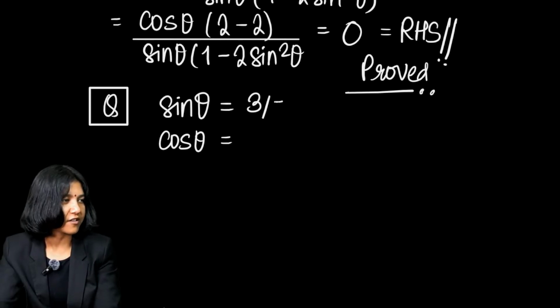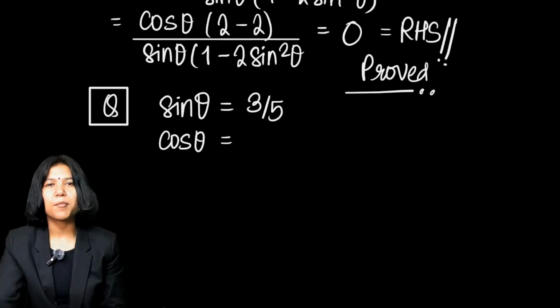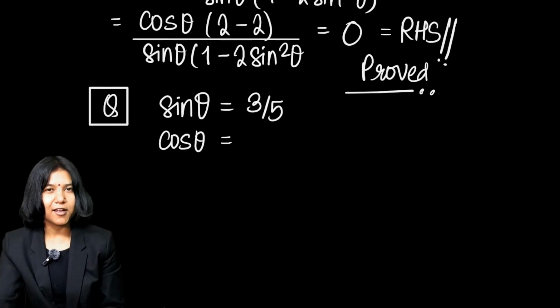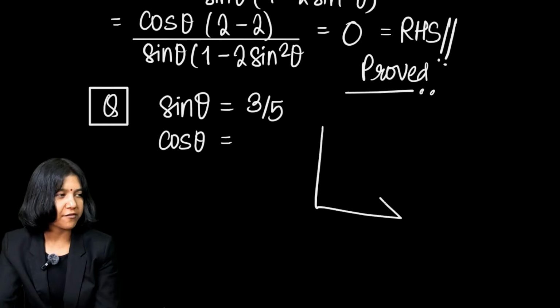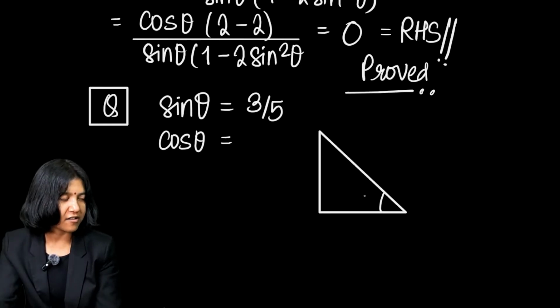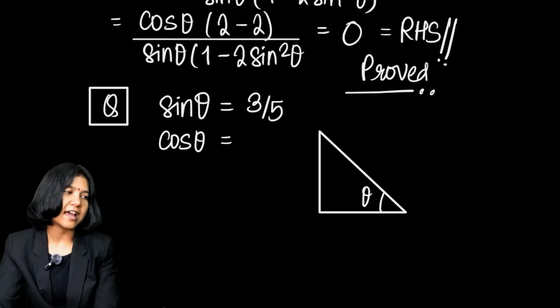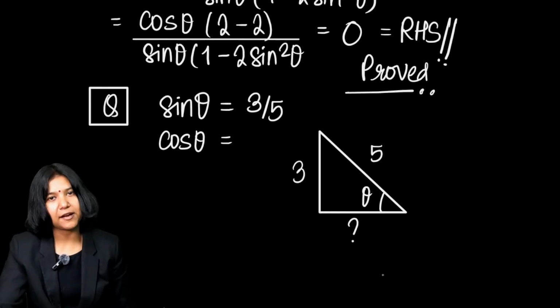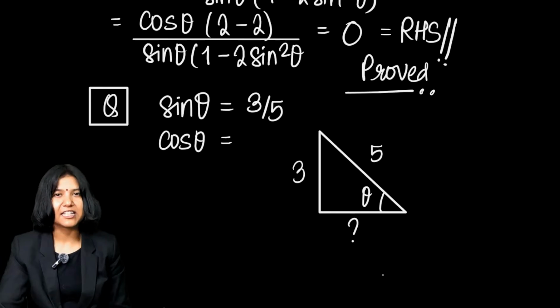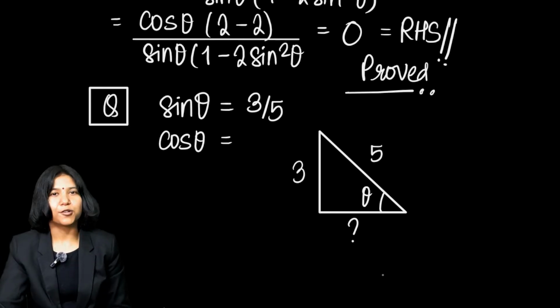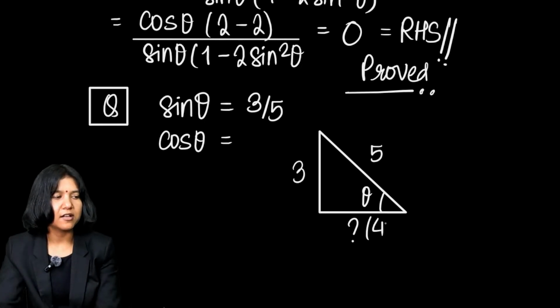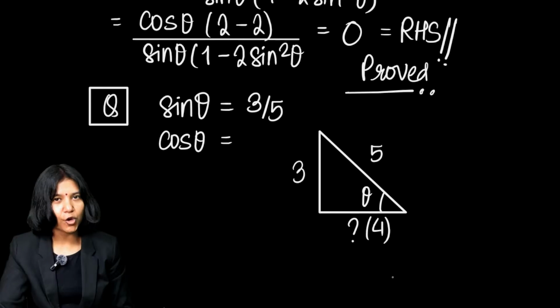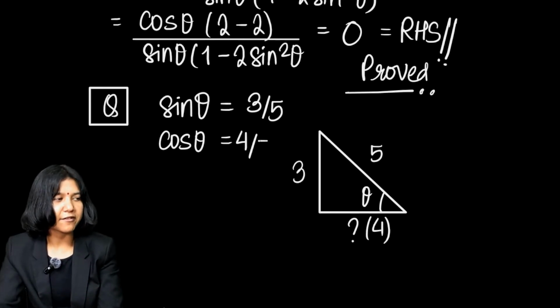I can do it for you because 3 and 5 are two common numbers we see in a Pythagorean relationship, because 3 upon 5 clearly means what? With respect to theta, sine, if the angle is here, the opposite or the perpendicular is 3, then this is 5. Then what does this have to be? You can do this by simply taking Pythagoras theorem, and Pythagoras theorem tells us that 3, 4, 5 is the most common Pythagorean triplet. So this side has to be 4, so cos theta simply has to be 4 by 5.